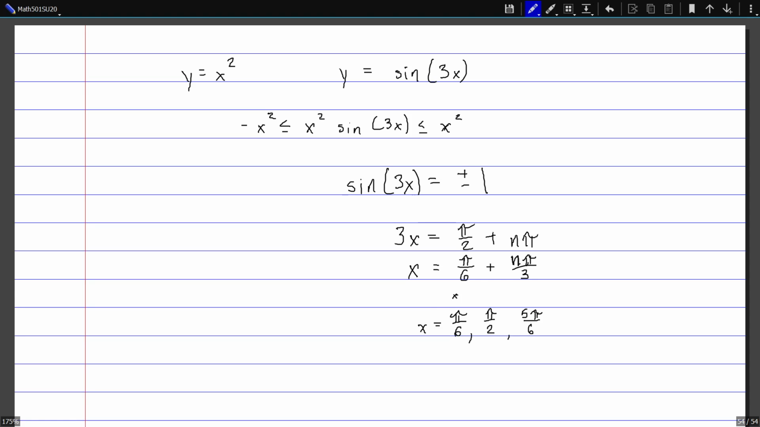So at this point, we would hit x squared. At this point, we would hit negative 1. So we would bounce to our negative x squared bound. We'd be back up to positive x squared, and so on and so forth. We're constantly bouncing up, down, up, down, up, down.